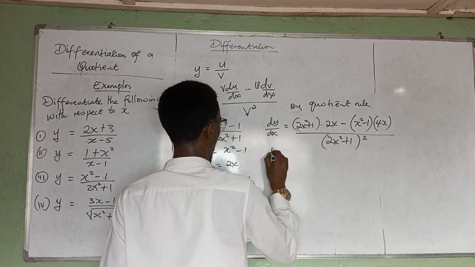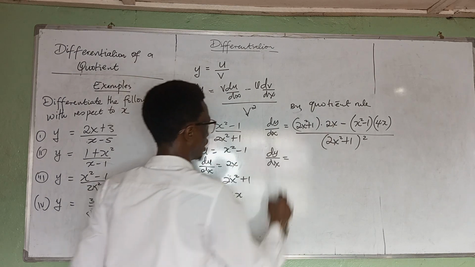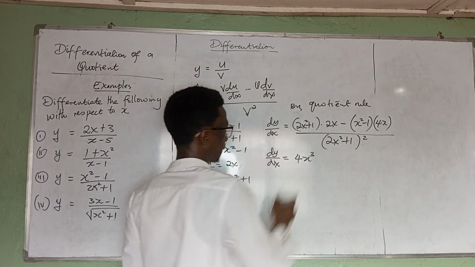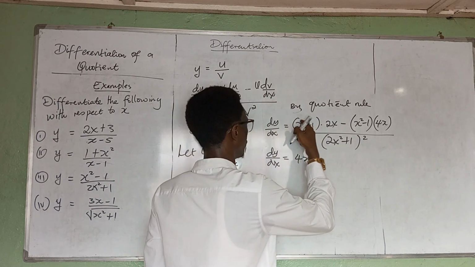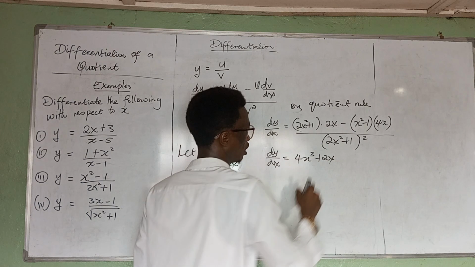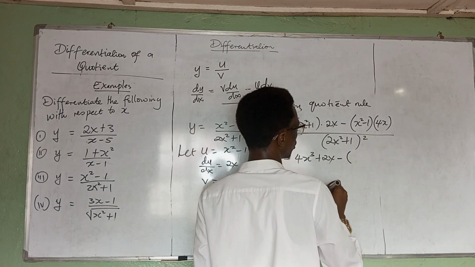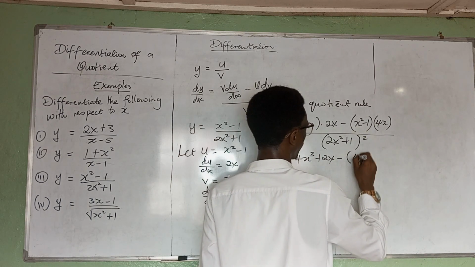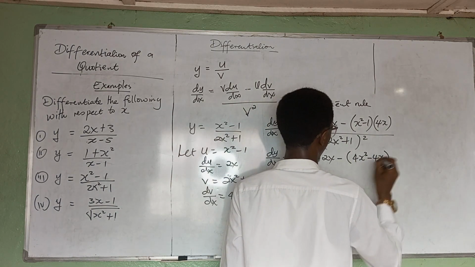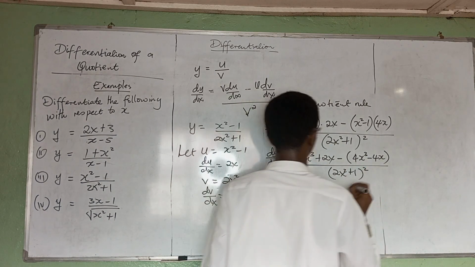So this is dy by dx equals, we simplify, we multiply this one, that becomes 4x cubed. Remember indices, this and this, the base are the same, take one and add the powers. Then you multiply this and this becomes 2x. Now you come to this one, so this one will be minus into, so you multiply first, this and this becomes 4x cubed, minus 4x, everything here by 2x squared plus 1 all squared.